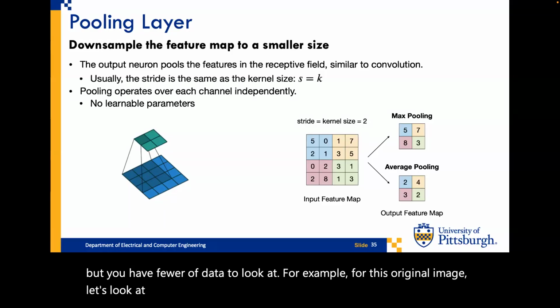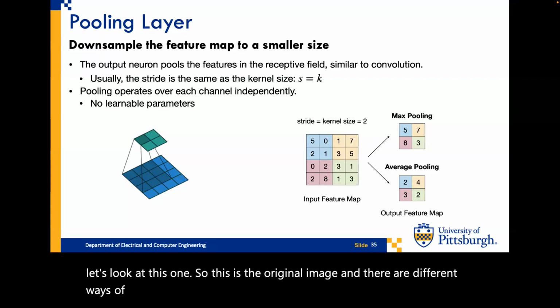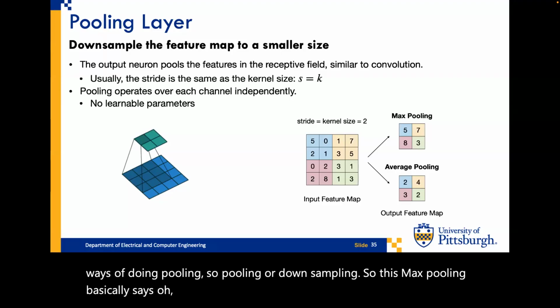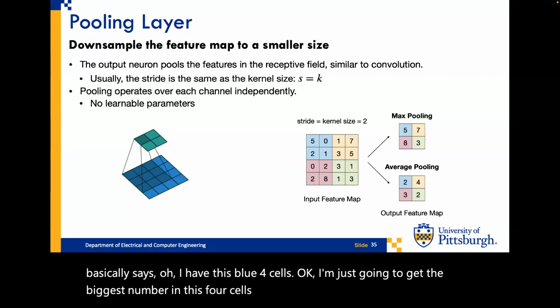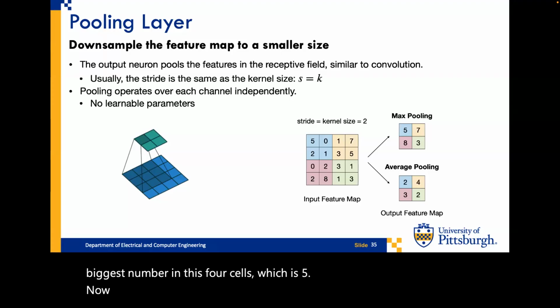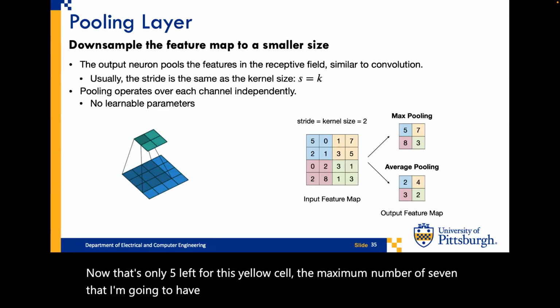Say this is the original image. There are different ways of doing pooling, or downsampling. Max pooling basically says, I have these blue 4 cells, and I'm just going to get the biggest number in these 4 cells, which is 5. For this yellow cell, the maximum number is 7, so I'm going to have 7. Then 8 and 3. So now from this image, you get this image.